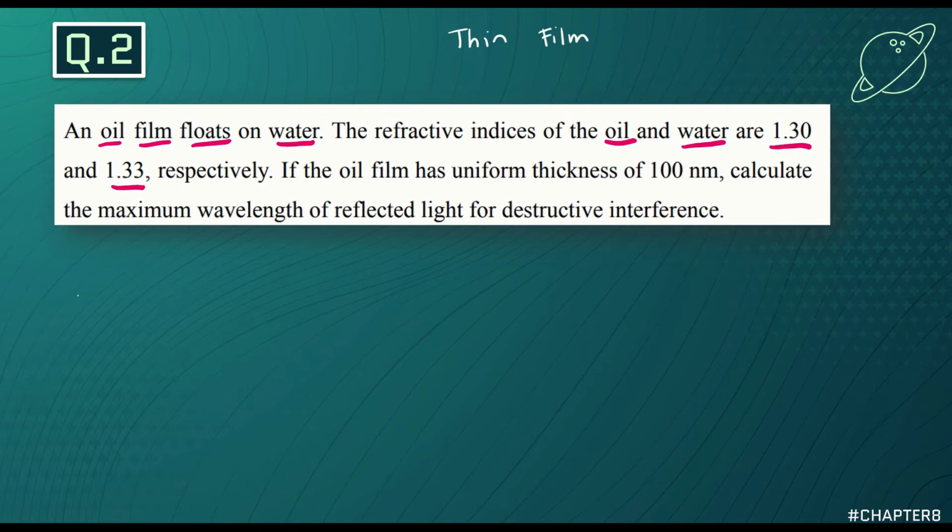The condition here: we have the middle layer, which is our oil, so n is equal to 1.3, and underneath we have water, n equal to 1.33, and up here we have n equal to 1. So this is for air.